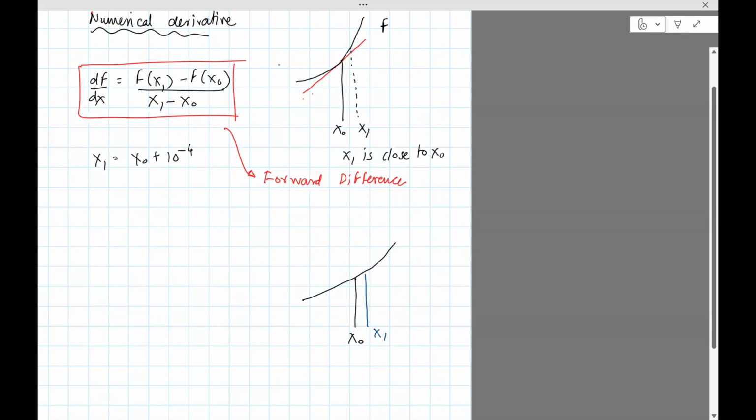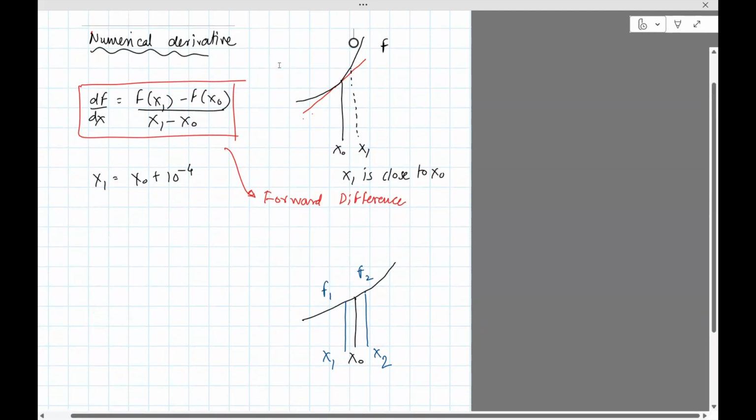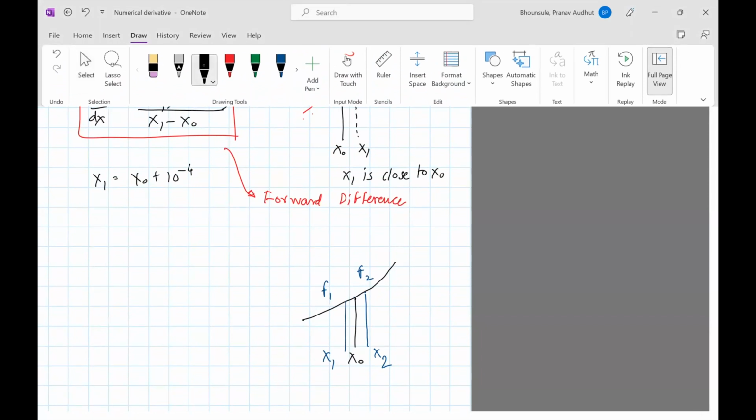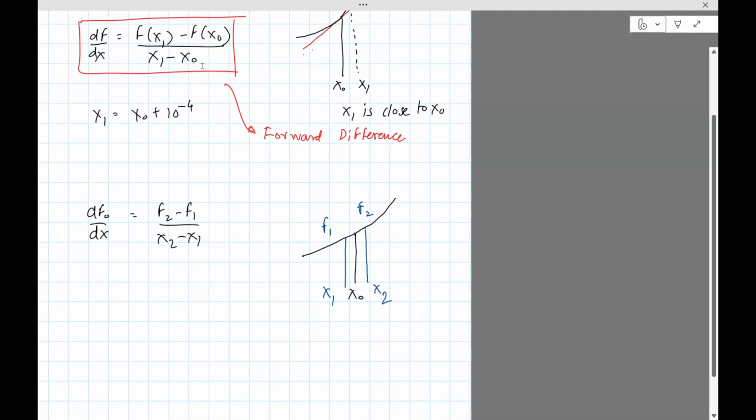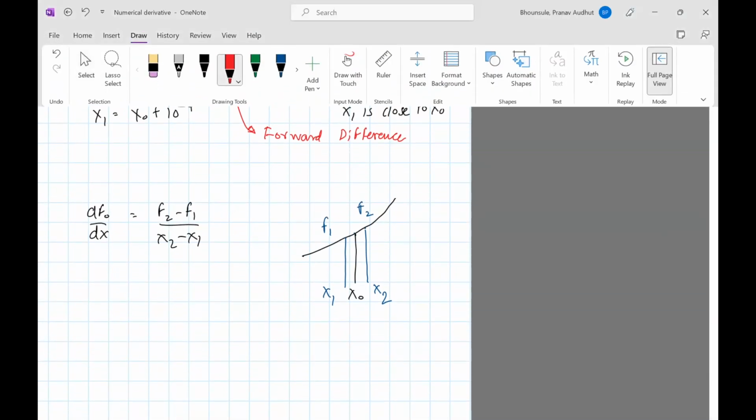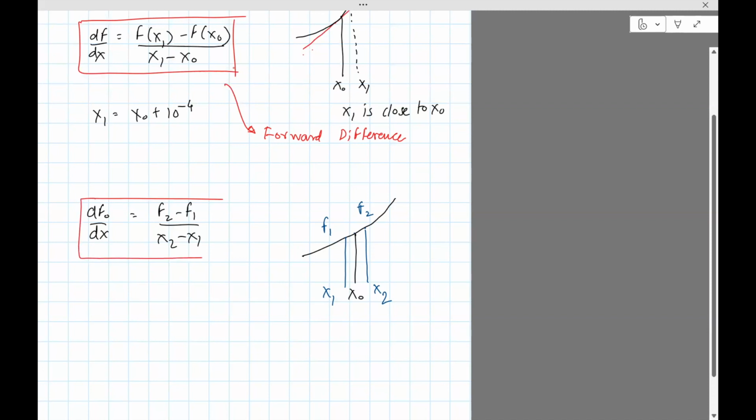We call this x2, x1. The value here is f2. The value here is f1, let's say. So you would compute df/dx as f2 minus f1 divided by x2 minus x1. Okay, this formula is known as central difference.